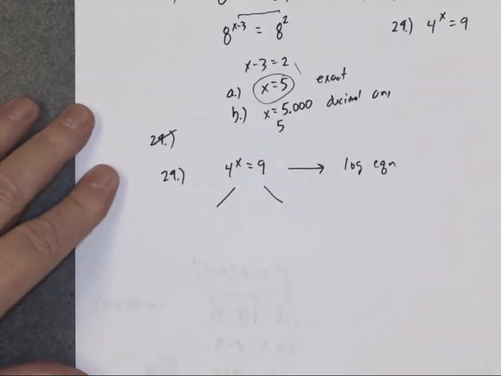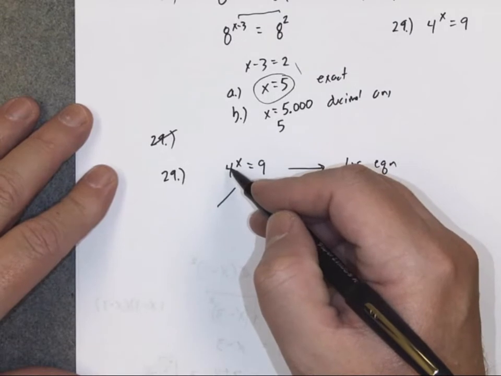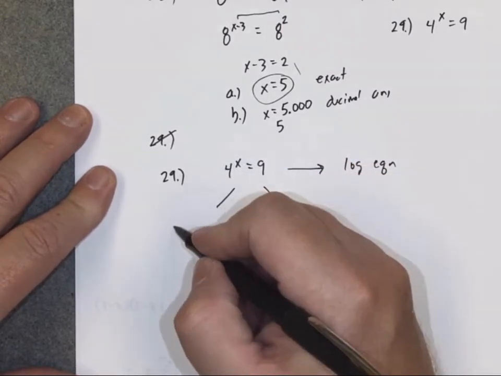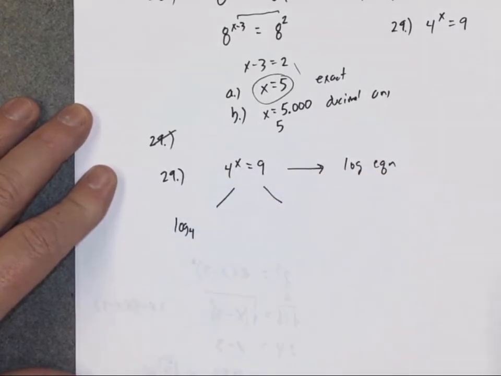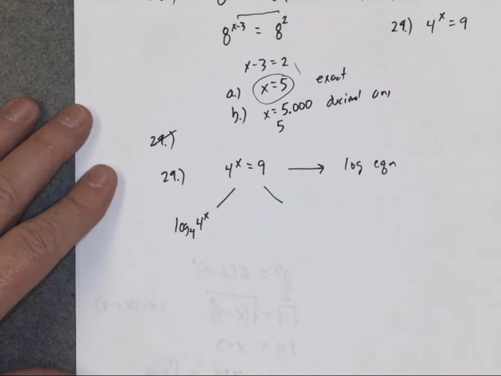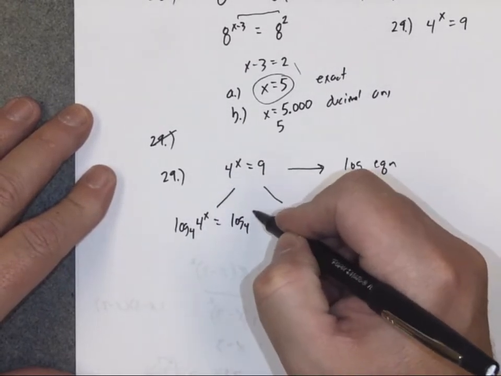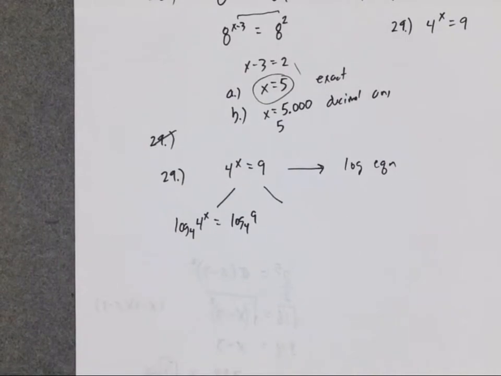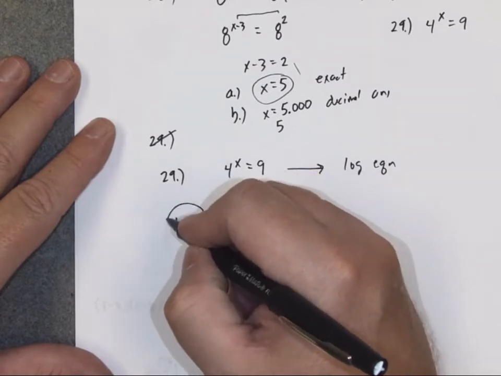Now, the way I taught you initially is, when you take the log of this, I said it makes sense that you make the base of your log the same as the base of your exponent. So I'll take log base 4 of both sides. So the left-hand side, remember, we can move the x in front.